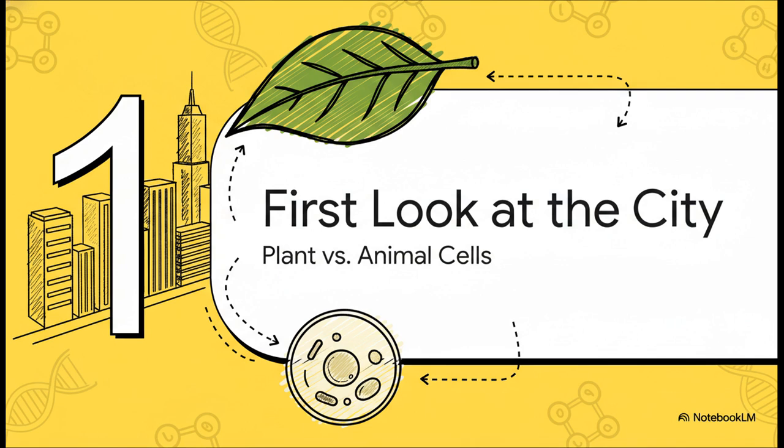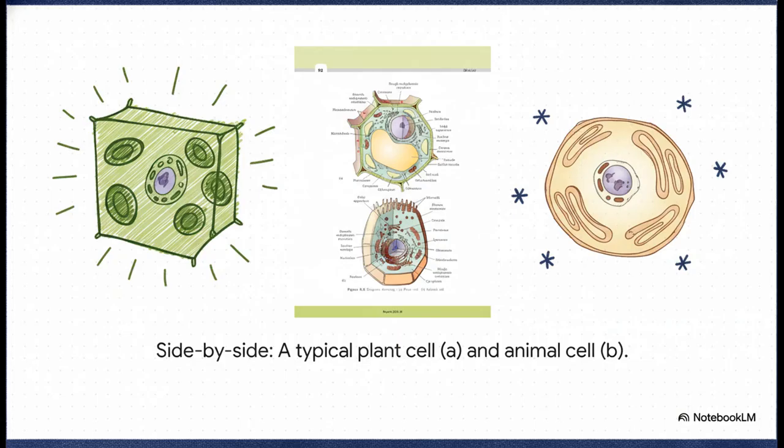We're looking at the two main types of cellular cities you'll find out there, the plant cell and the animal cell. Now, they share a lot of the same basic infrastructure, but as you're about to see, they've also got some really distinct architectural styles. And you can see those differences right here, side by side.